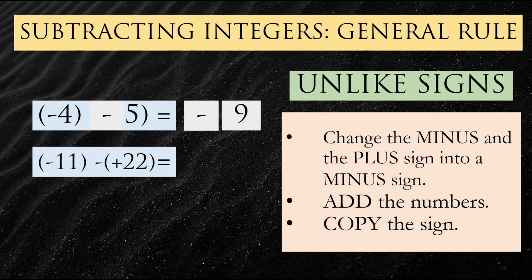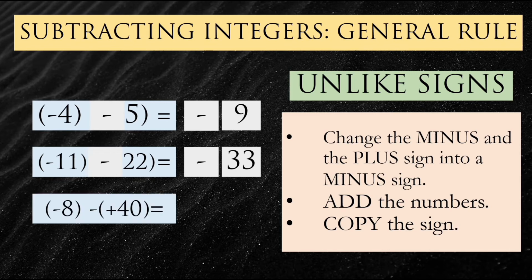So example number 2, you have -11 minus +22. So again, change the minus sign and the plus sign into a minus sign because negative combined with positive is negative. And then just add the numbers. 11 plus 22, you have 33, and then copy the sign because they're now similar signs or like signs. So your answer would be -33.